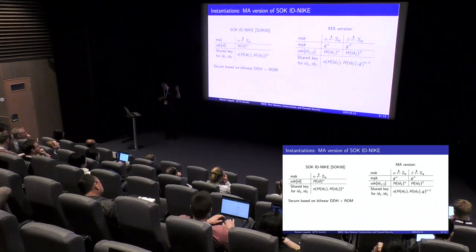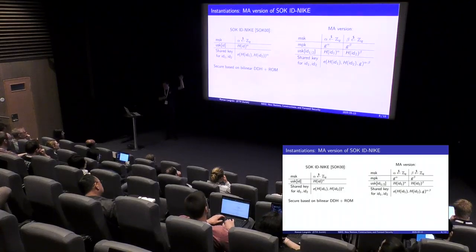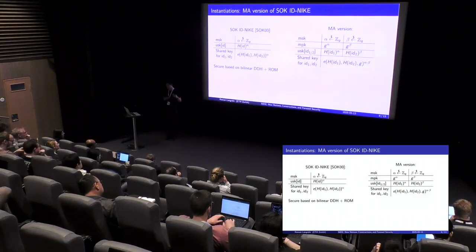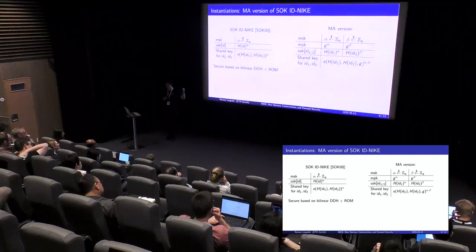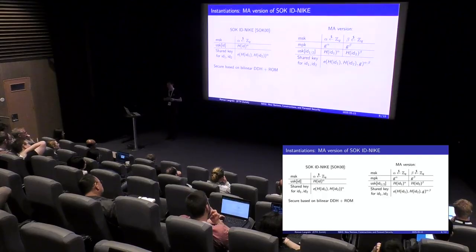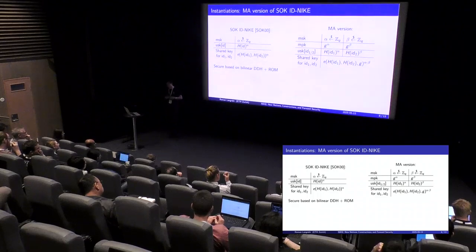So the master secret key and the user secret keys are the same. As additional master public key, we now have G to the alpha or G to the beta for the other key generator in this example. And the shared key is now the trilinear map applied to both hashed identities and the generator taken to the power of alpha times beta, where alpha and beta are the master secret keys of the two key generators.